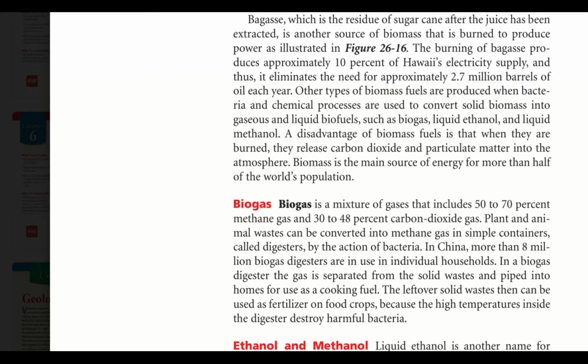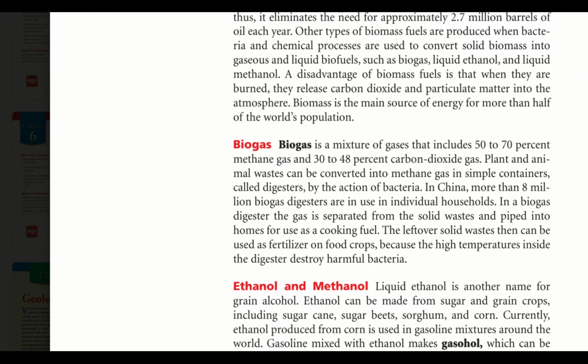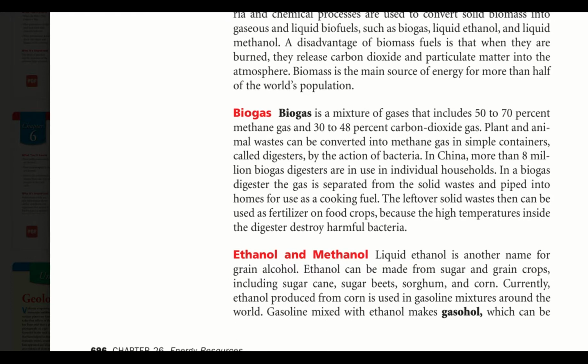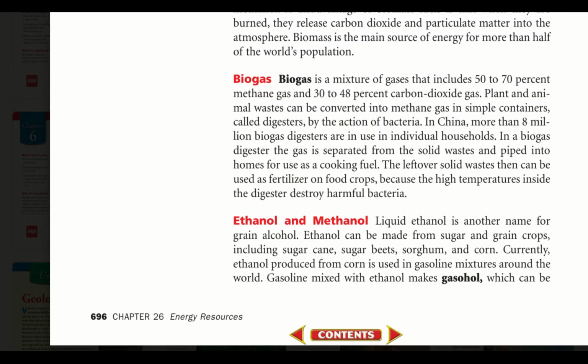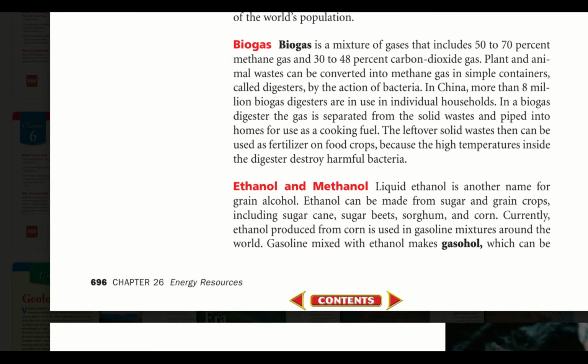Other types of biomass fuels are produced when bacteria and chemical processes are used to convert solid biomass into gaseous and liquid biofuels, such as biogas, liquid ethanol, and liquid methanol. A disadvantage of biomass fuels is that when they are burned, they release carbon dioxide and particulate matter into the atmosphere. Biomass is the main source of energy for more than half of the world's population.